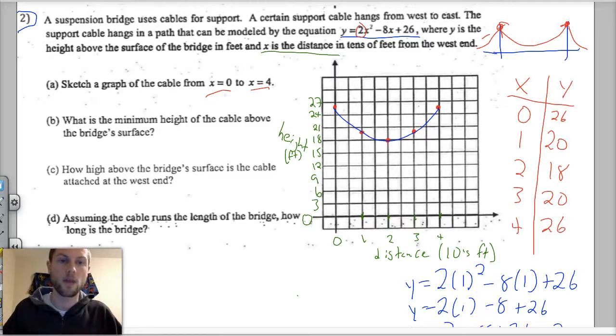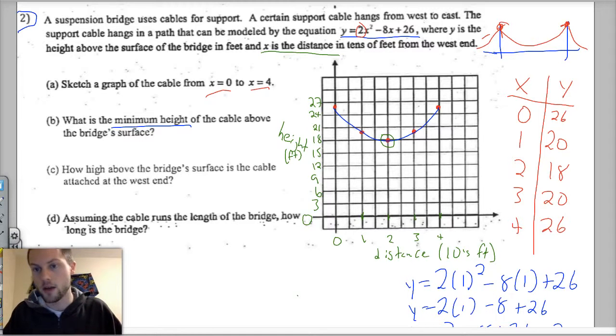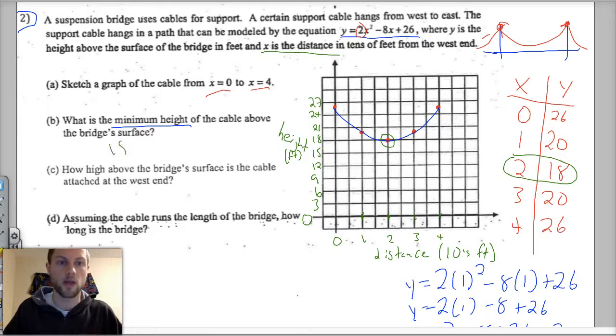I want to know, what is the minimum height of the cable above the bridge's surface? Well, if the bridge is down here and the y-axis is the height above the bridge, the minimum height is going to be whatever point is closest to the bridge, which looks like it's going to be where my vertex is, or my minimum. So what is that height? Well, I know the actual coordinates of that is 2, 18. So my minimum height is 18 feet above the bridge's surface.